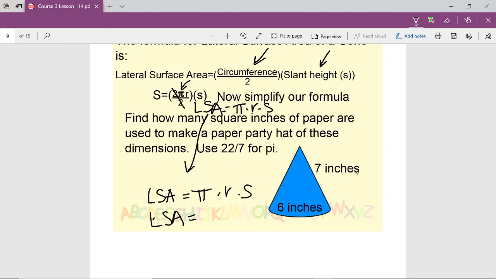So let's do that. Pi is 22/7. The radius is 3. I'm going to put 3/1 to keep them all as fractions. And our slant height is 7/1. We can do some simplification here, the 7s, and we get a lateral surface area of 66 inches squared, meaning I'm going to need at least 66 square inches for each party hat that I need to create.